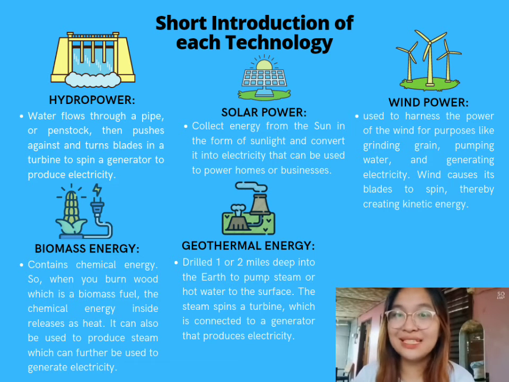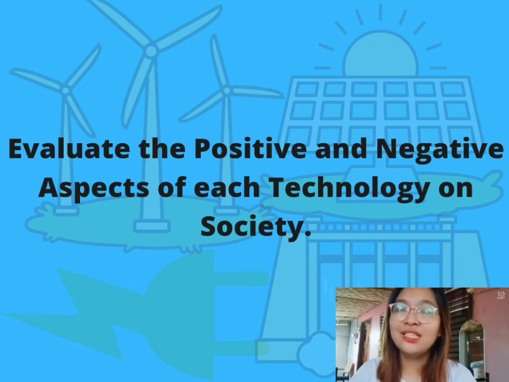And the last one is the biomass. Biomass is plant or animal material used as fuel to produce electricity or heat. Examples are wood, energy crops, and waste from forests, yards, or farms. Let us now hear the negative and positive effects of these 5 technologies.